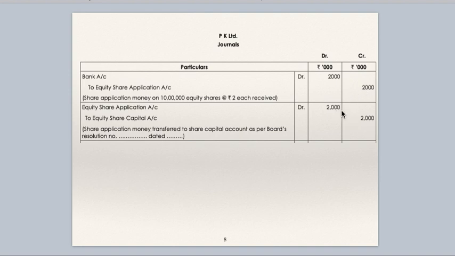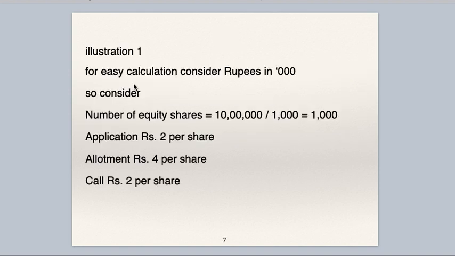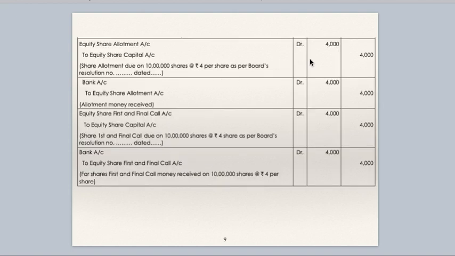Equity share application to equity share capital. Next journal entry, you have to show allotment due, 1000 into 4. First entry is to show allotment due and next entry is to show allotment money received. Similarly, for call also you have to show first call money due, 1000 into 2, and call money received. Whatever was due is received, there is no default.